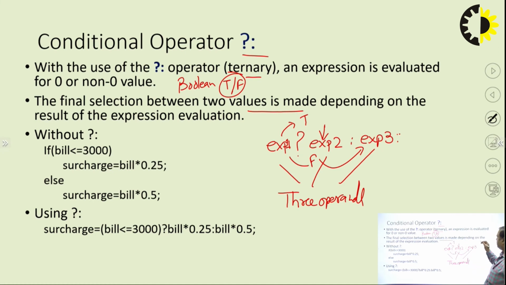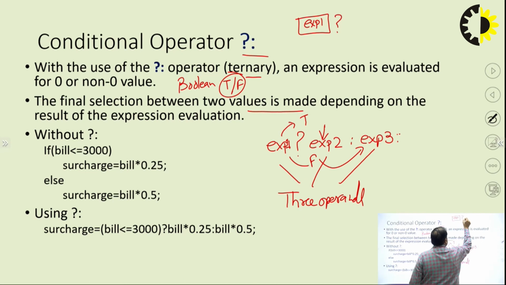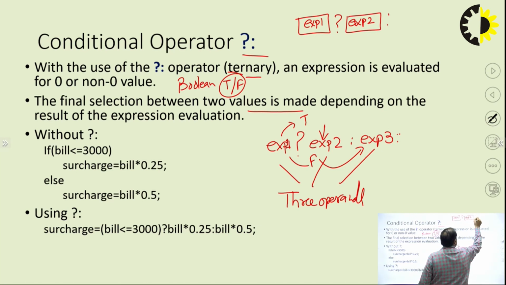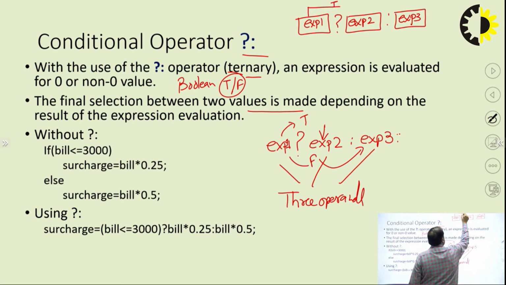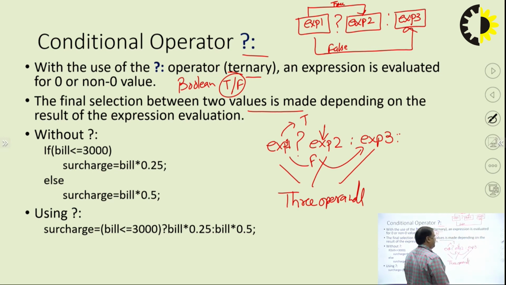Let's do one thing. Expression 1 question mark, expression 2 colon, expression 3. So if it is true, then this will be executed. If it is false, then this will be taken.